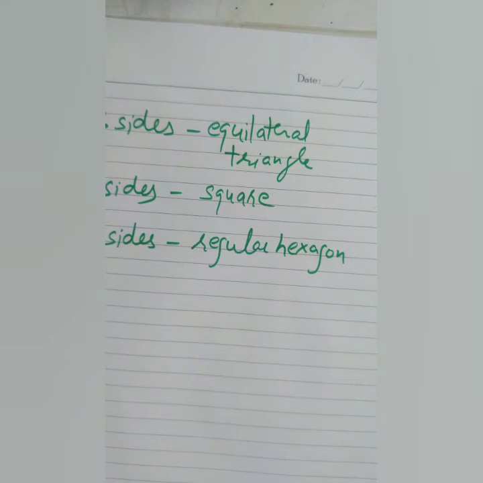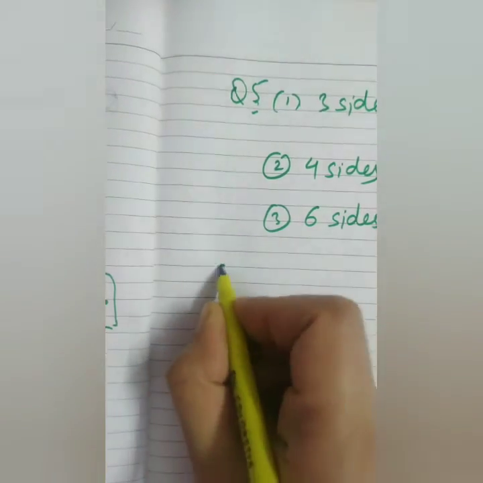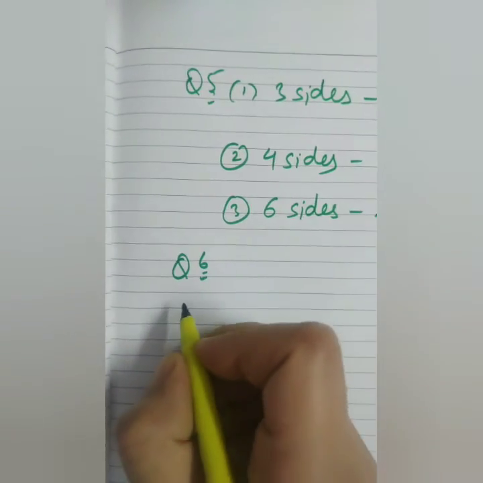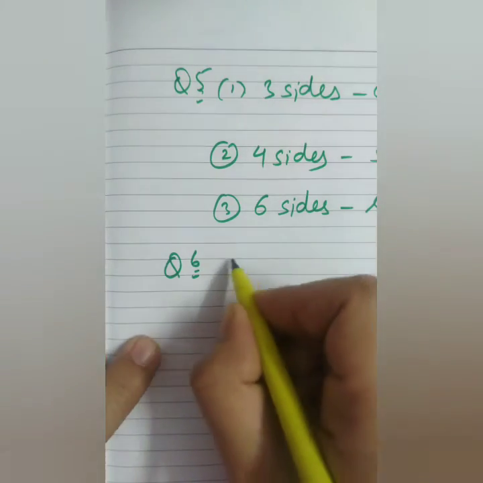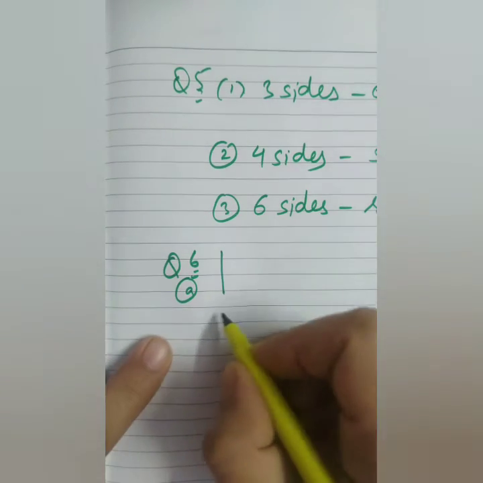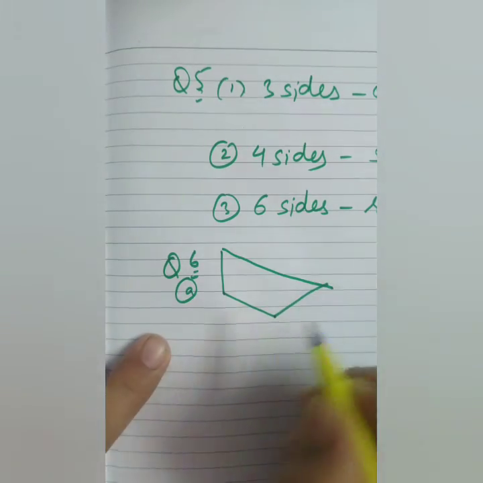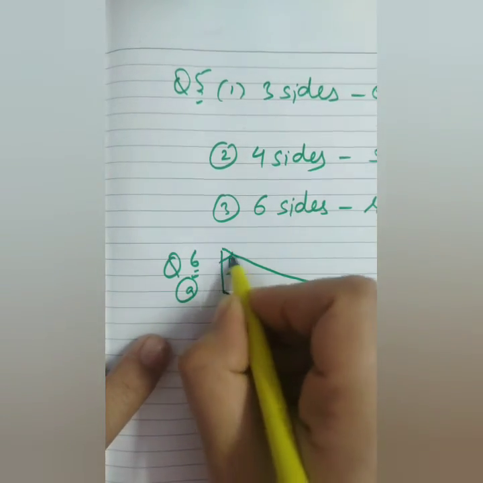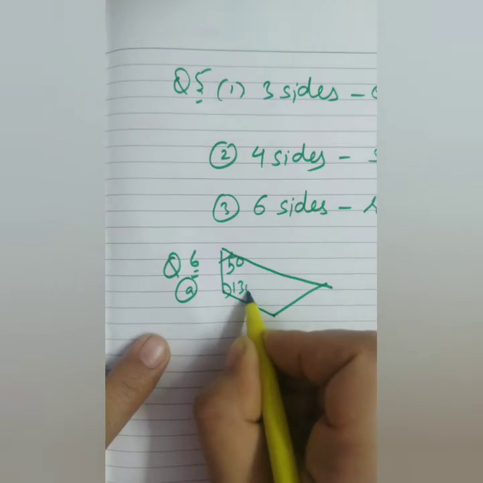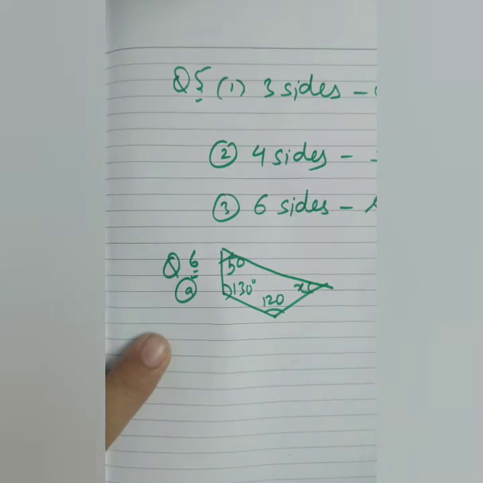Let's move on to question number 6. Find the angle measure x in the following figures. Okay. So question number 6. It says find x. Now first part I am taking A, that is drawn like this. So this is 50, this is 130, this is 120, and you have to find x.